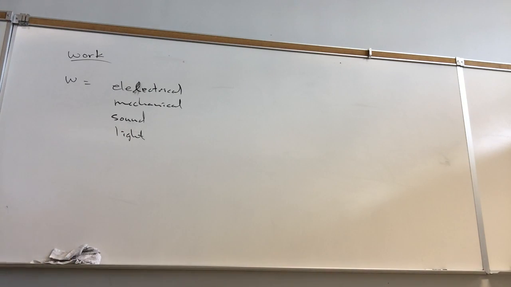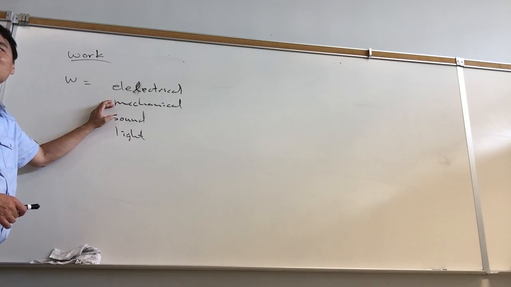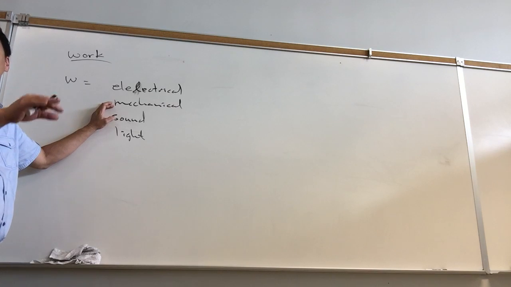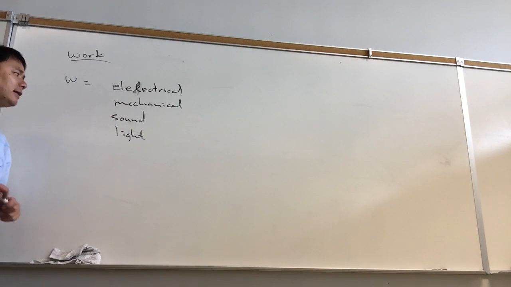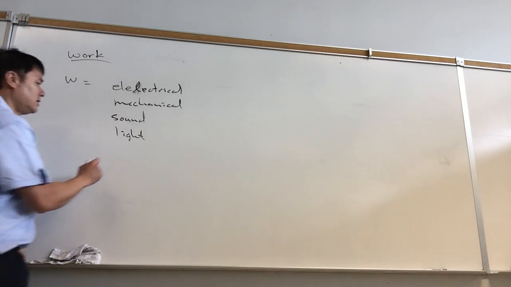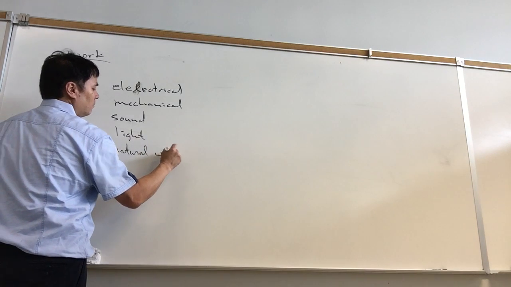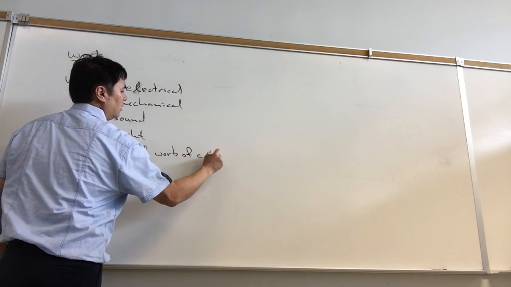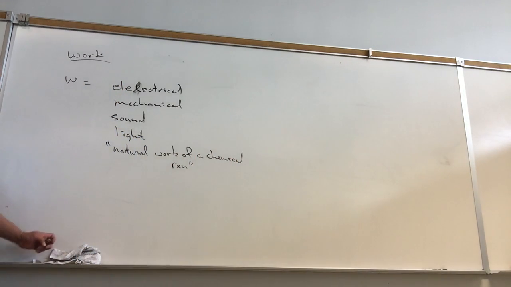In all of these reactions, did we generate any electricity? Did we lift any masses? Well, you did, but you did the work, not the system. Did we generate any sound? Light? No. Okay, and then the most important type of work is the natural work of a chemical reaction. What is the natural work of a chemical reaction? The natural work of a chemical reaction is when we do a chemical reaction under constant pressure.